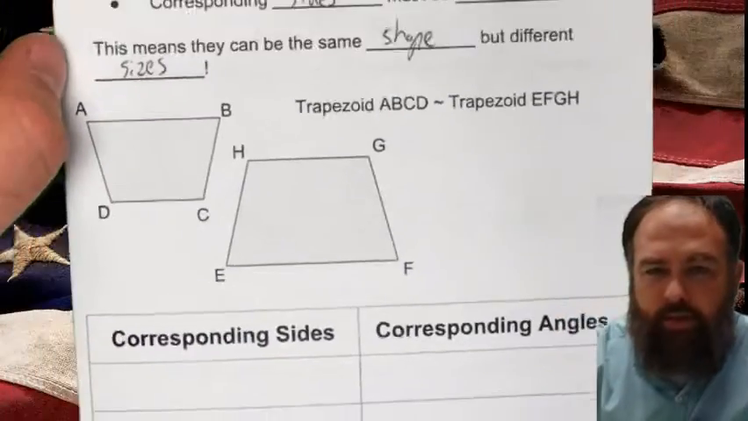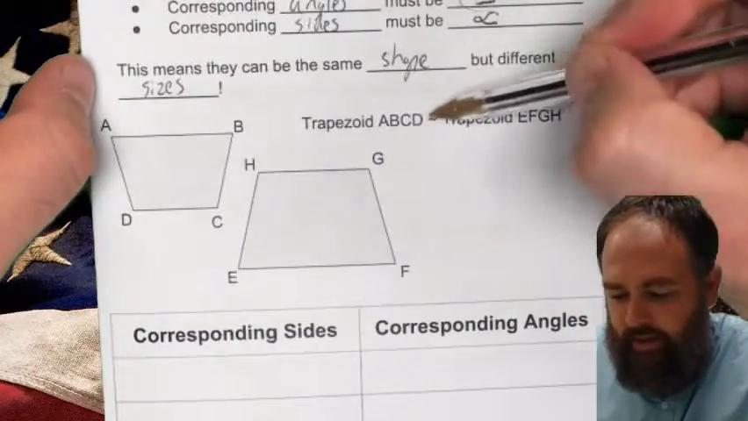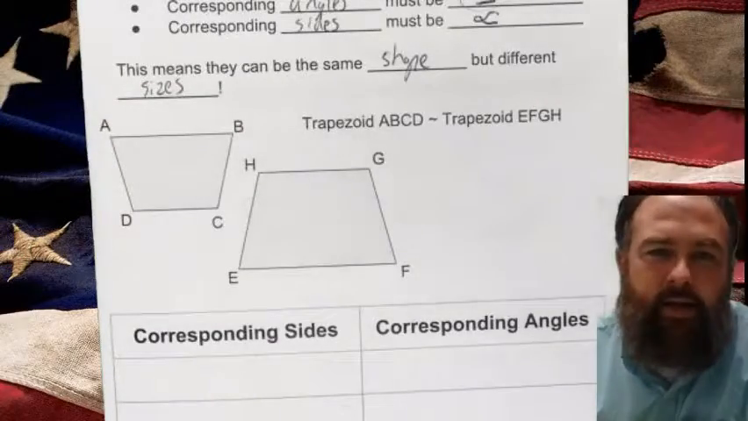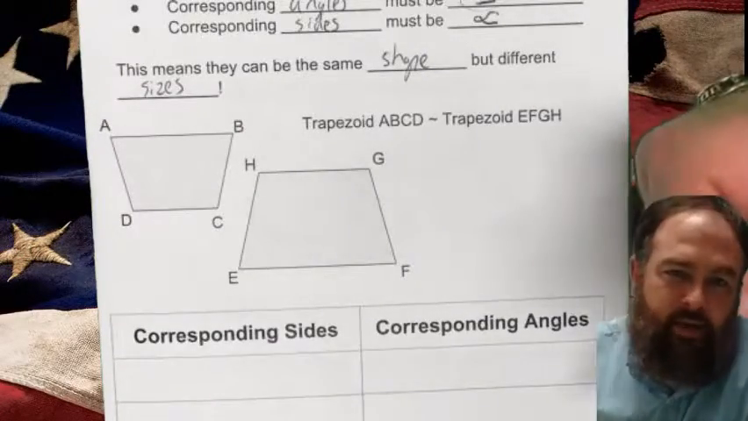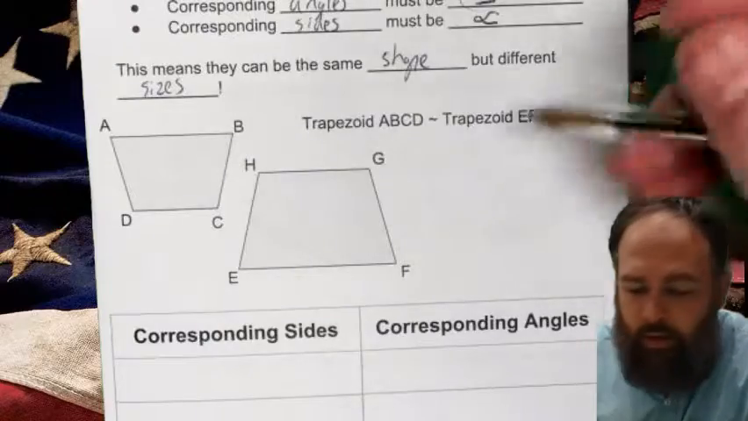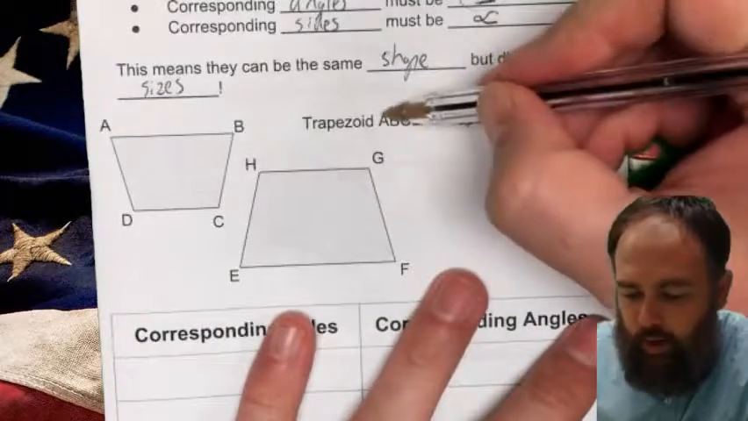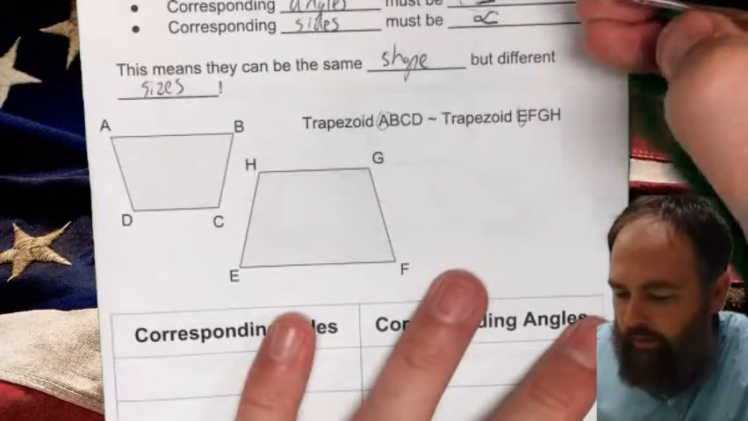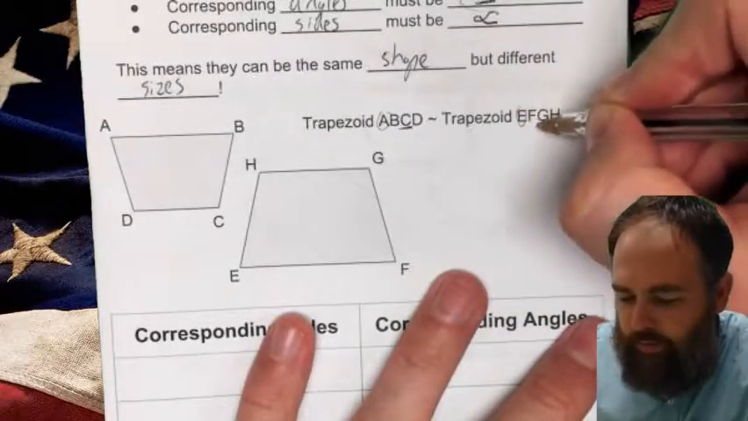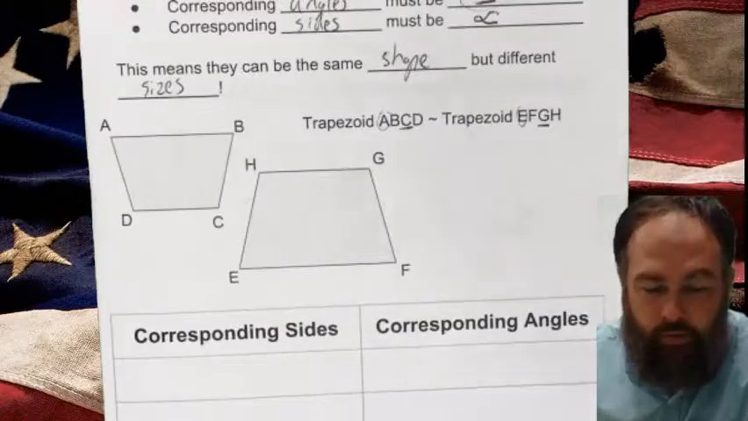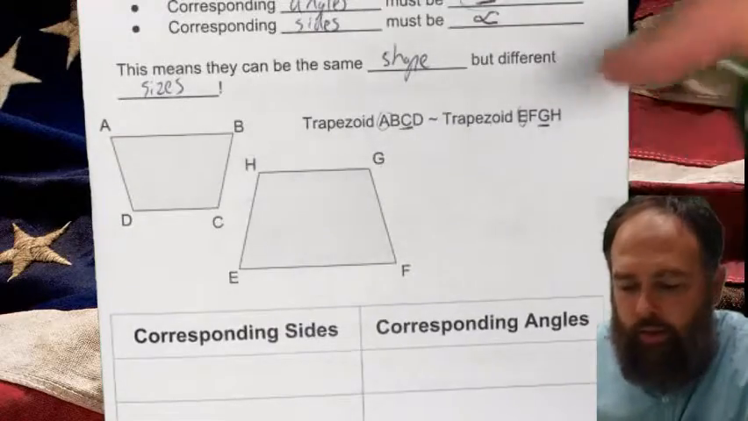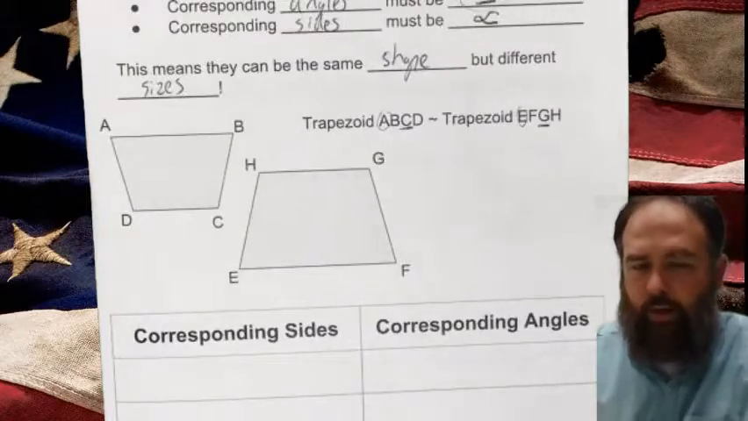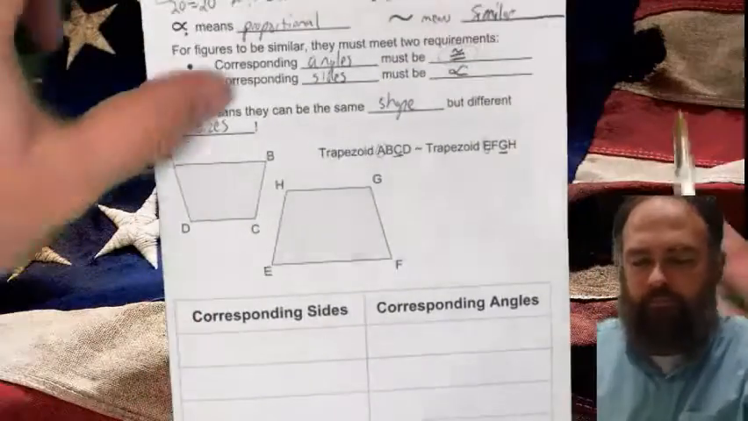All right. So let's go on to what we actually do with this, okay? You would see it written something like this. Trapezoid ABCD is similar to trapezoid EFGH. And just like in our congruency statements, similarity statements are going to have corresponding parts, and the roadmap works as well. So A corresponds with E, and then C corresponds with G, and so forth. So we said that corresponding angles must be congruent. We're going to do the angle section here first.